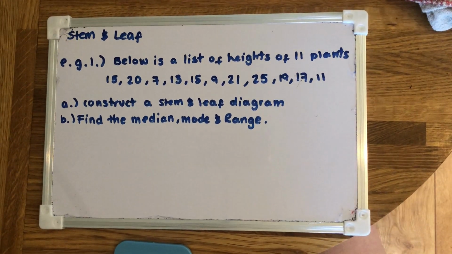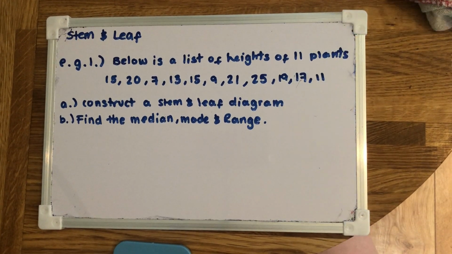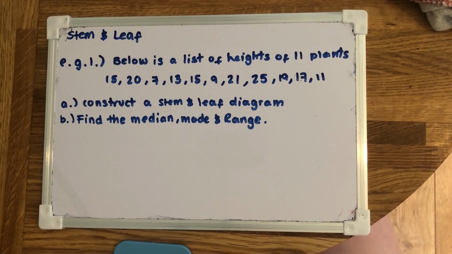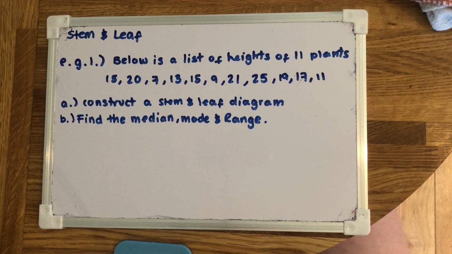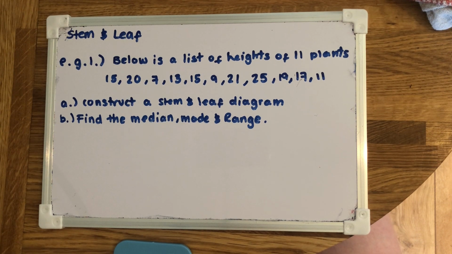Okay, so in this video we are doing how to construct stem and leaf diagrams. These are sometimes a little bit fiddly and can be quite complicated, so we're going to do two examples, one with very simple numbers and then one with decimals as well. So essentially a stem and leaf diagram is just used to represent data, but it does save a little bit of time and you'll see why in a second.